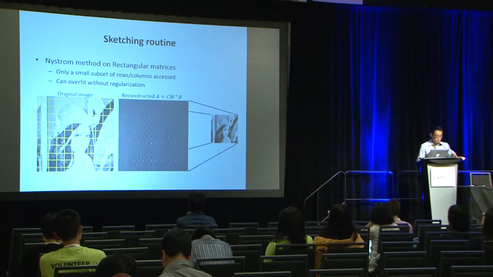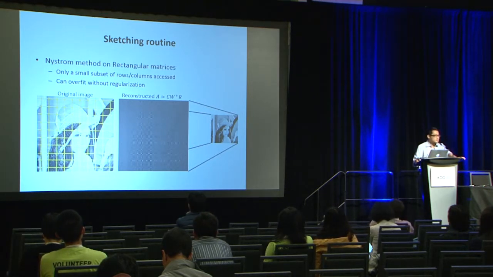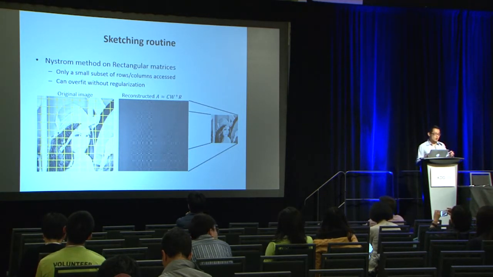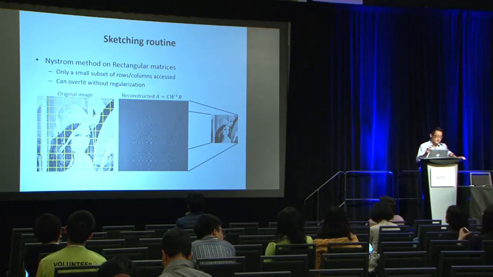The second problem we observe with the Nystrom method is that it can easily overfit, and this problem has long been ignored in the literature. For example, the Nystrom method is very nice in that it only has to select a subset of rows and columns. So we tried it on this image, and the yellow lines represent our sampled rows and columns.